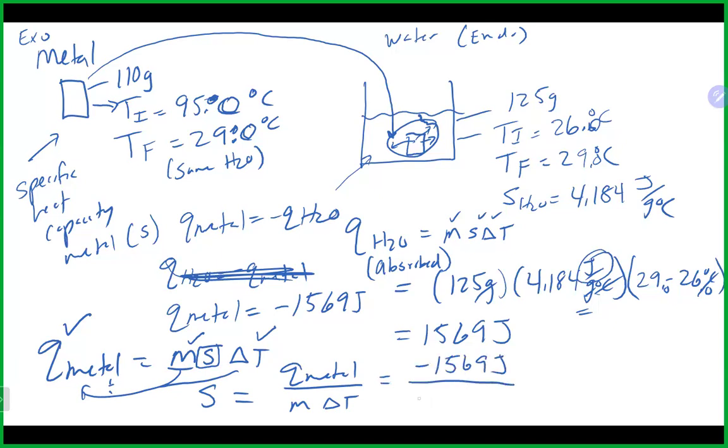Our mass of the metal is going to be 110 grams. And our final temperature of the metal is 29 degrees in this case, minus our initial, which is 95 degrees. That's important because when I take 29 minus 95, what type of number do I get, positive or negative? I get a negative here. That's going to turn this negative into a positive number that you need for your specific heat capacity. It has to be a positive number.